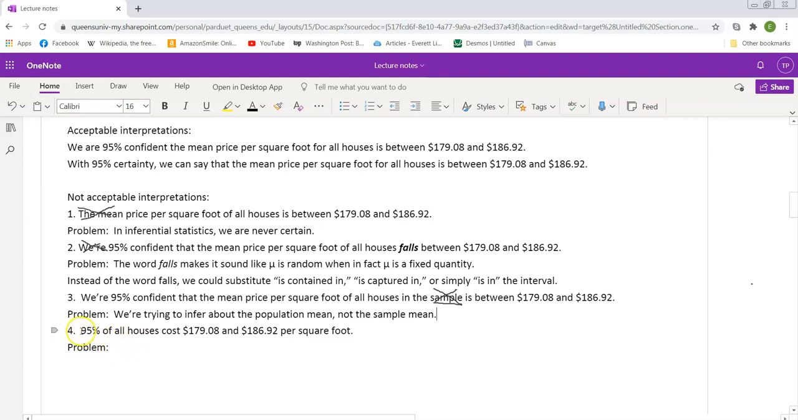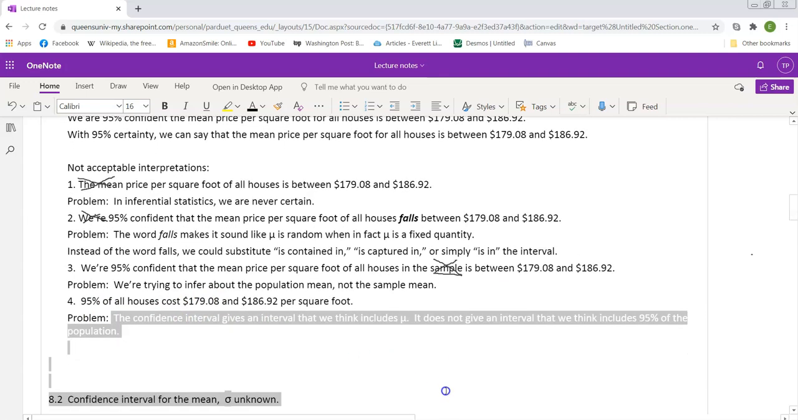Lastly, it's incorrect to say that 95% of all houses cost in that interval, because that's not what we found. We found 95% confidence that the mean is in that interval, the population mean is in that interval. We don't know anything about the proportion of houses that are in that interval. All right?